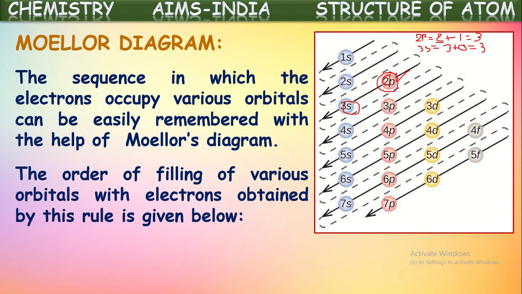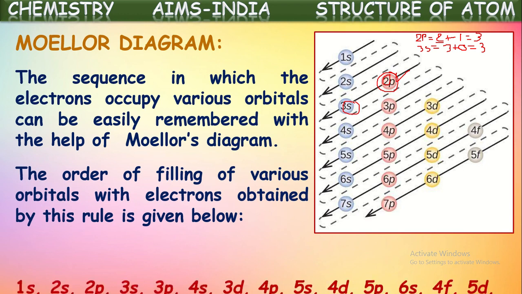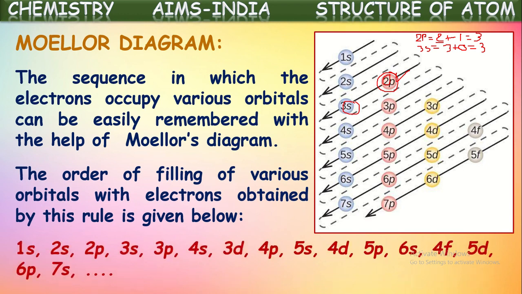The order of filling of various orbitals by the electrons obtained in this rule is given here. See here. The order of filling of electrons into different orbitals is shown in the increasing order here based upon the n plus l values. First, electrons enter into 1s and then 2s, 2p, 3s, 3p, 4s. In this way, electrons are occupying different orbitals.